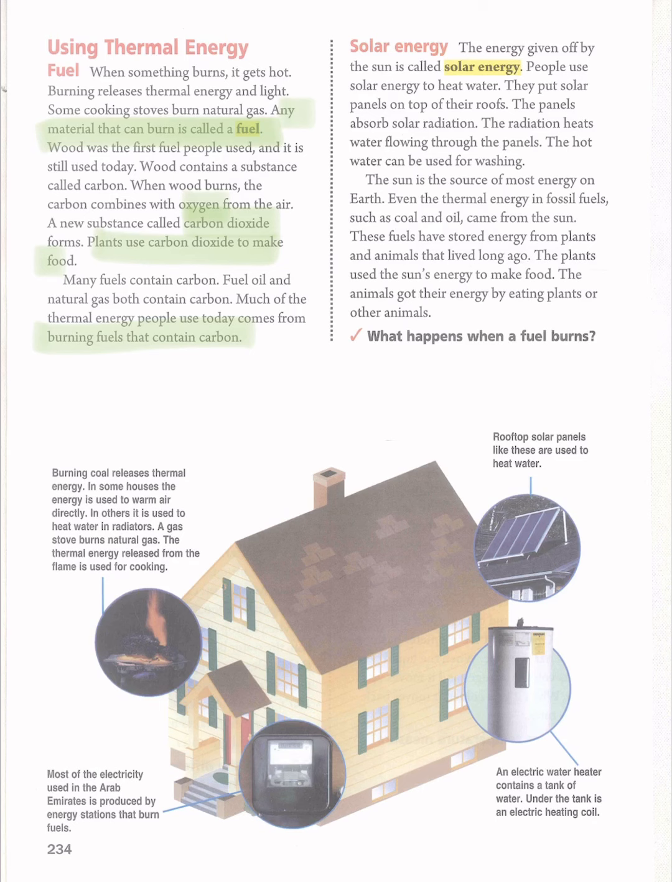And here we have solar energy. Solar energy means the energy that we can get from the sun. The energy given off by the sun is called solar energy. People use solar energy to heat water. They put solar panels on top of their roofs. Here we have a roof. They put what? Solar panels. They are used for heating the water. This water can be used for washing.